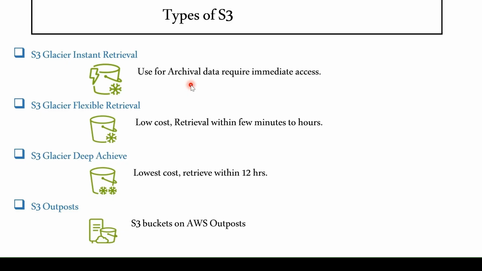This retrieval is when we store archive data but we require immediate access. So this means that the archive data we are not accessing every day or every month, but whenever we want this data, we want it on an immediate basis, meaning we cannot wait. In those cases, we should store the data in S3 Glacier Instant Retrieval.